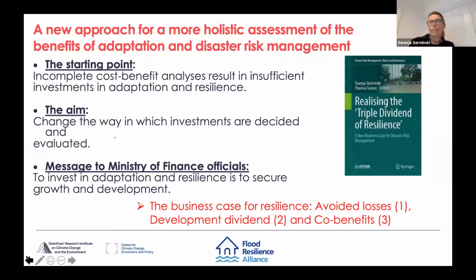So that's really the starting point for our work on this concept. And what it led to was this idea that there's a business case for resilience, and it demonstrates the benefits of resilience along three different dimensions. One is avoided losses, the next one is development dividend, and then co-benefits.